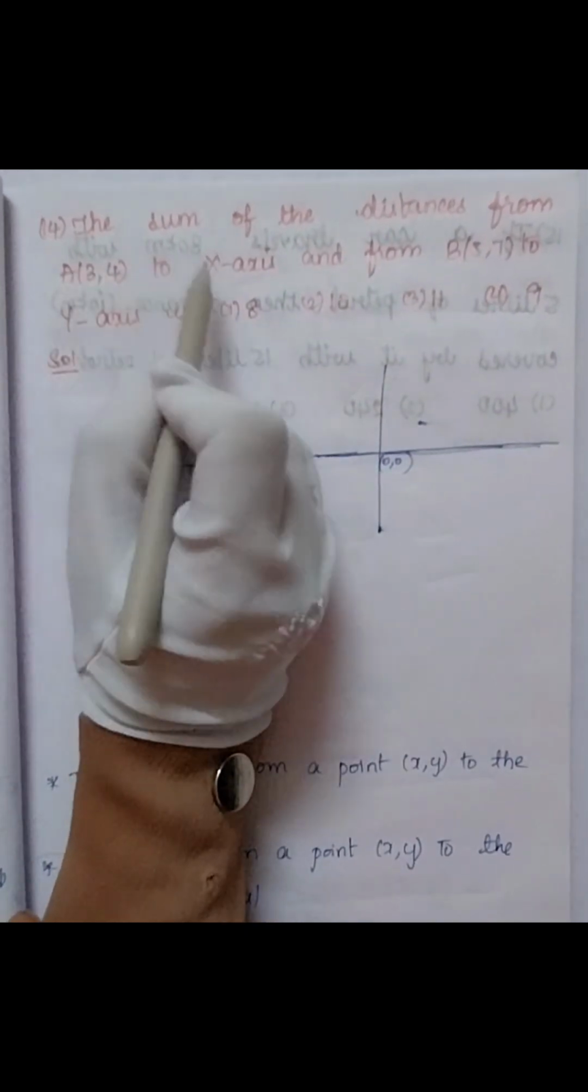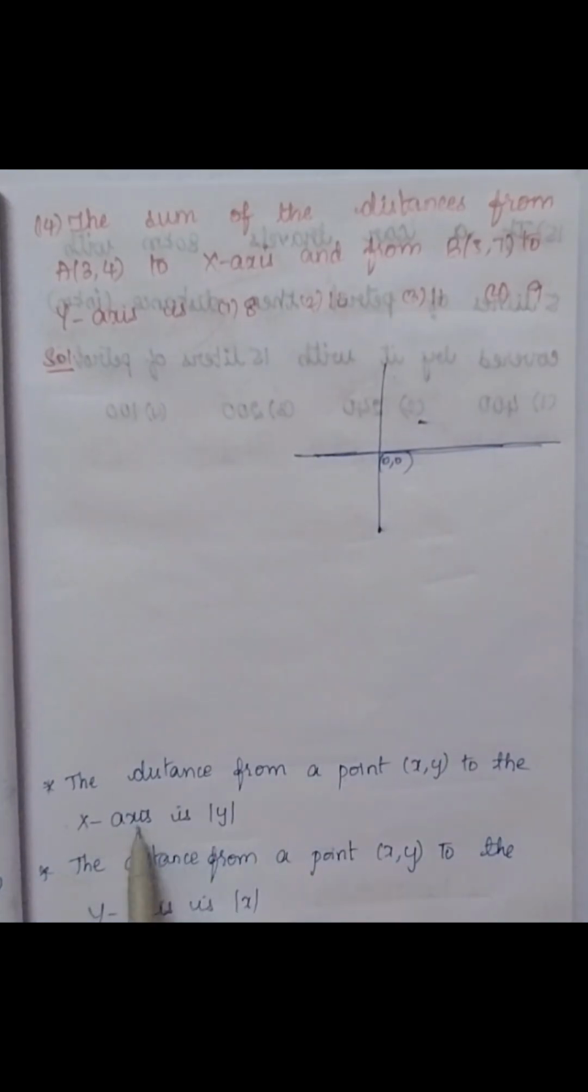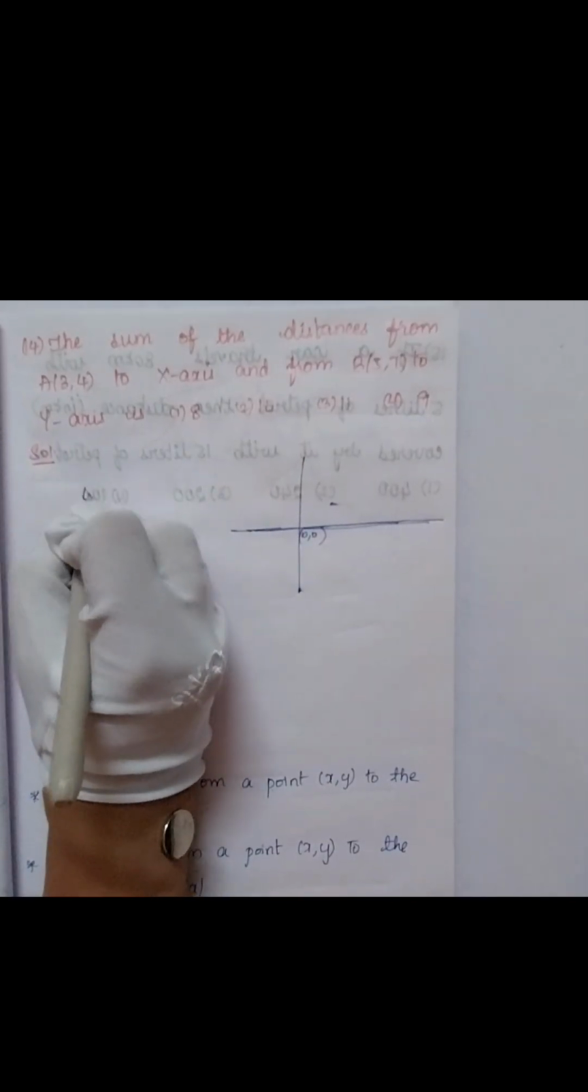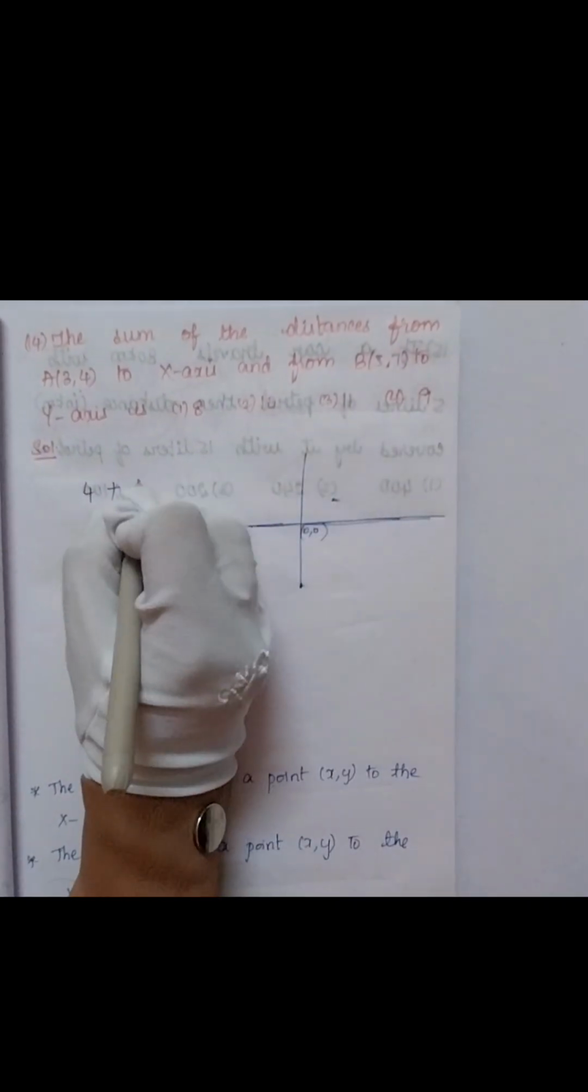The distance from the point A to x-axis. What is the distance from the point to x-axis? Y. So what is the y here? 4. Then the distance from the point to y-axis is how much? X. So what is x here? In the B point, the x is 5. So 4 plus 5 is how much? 9. That's it.